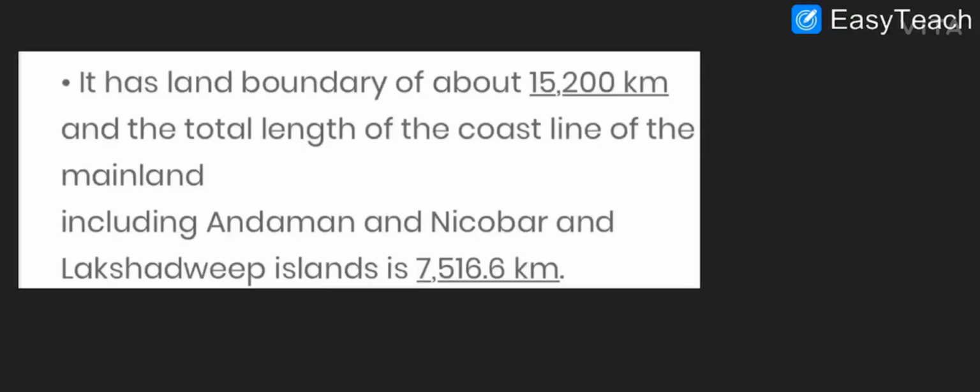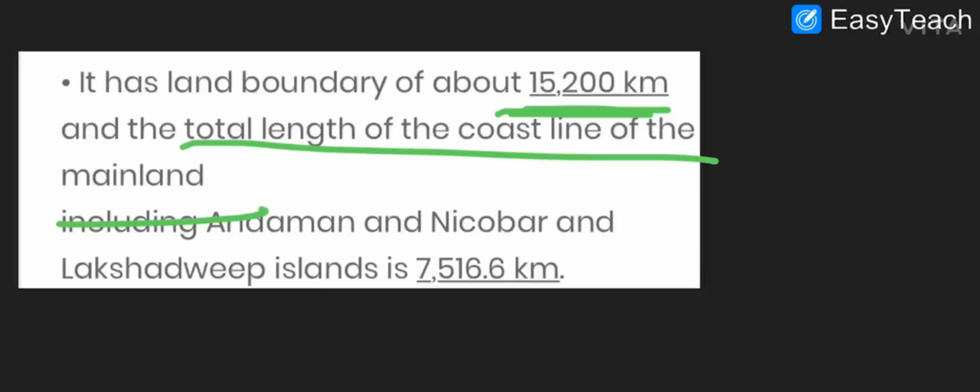15,200 kilometers. See this. 15,200 kilometers. The total length of the coastline of the mainland, including the Andaman and Nicobar Islands, is this. Extremely important. This. 7,516.6 kilometers, including the Andaman and Nicobar Islands and Lakshadweep Islands. Total length of the coastline of the mainland, including both the island groups.